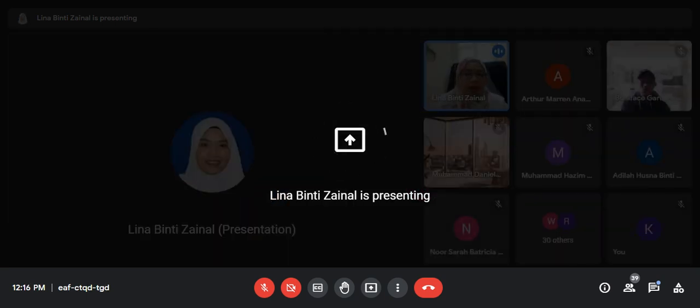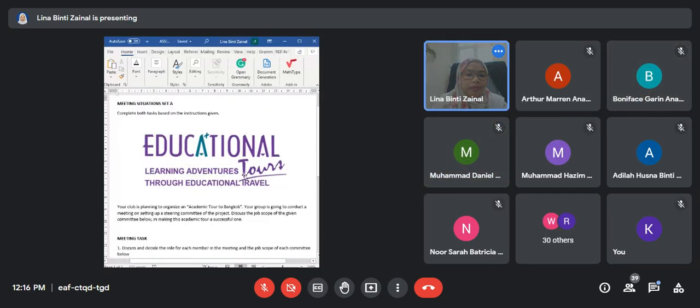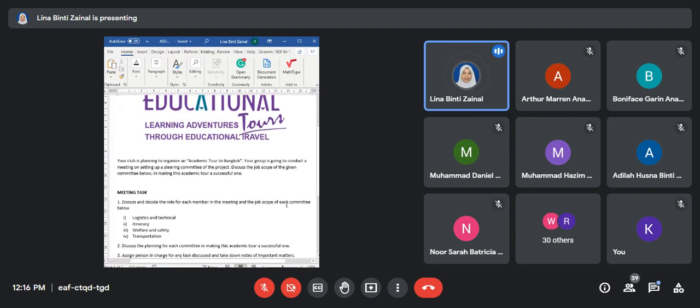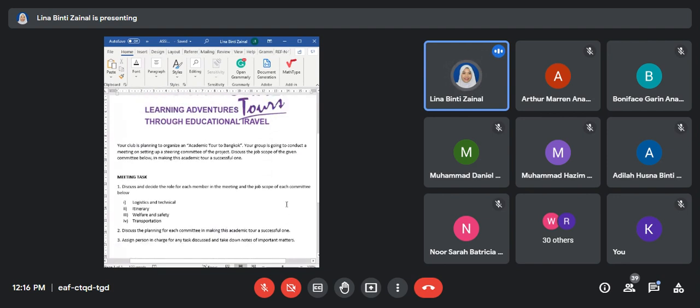Okay, the first situation is an academic tour. Your club is planning to organize an academic tour to Bangkok. Your group is going to conduct a meeting on setting up a steering committee of the project. Discuss the job scope of the given committee below in making this academic tour a successful one. So you have to assume that this is your first meeting. You only have for now a chairperson and the secretary.